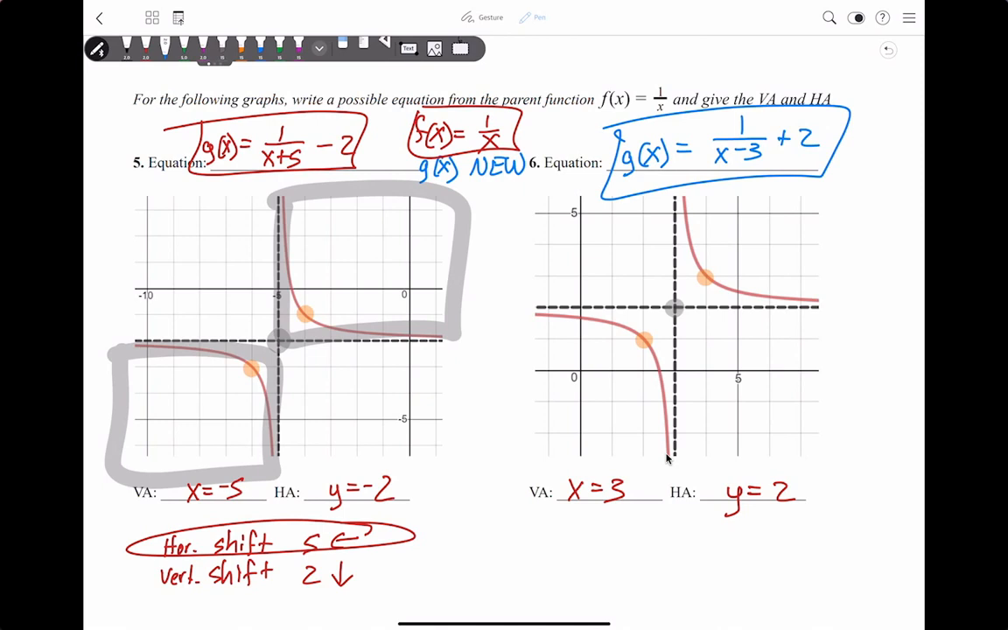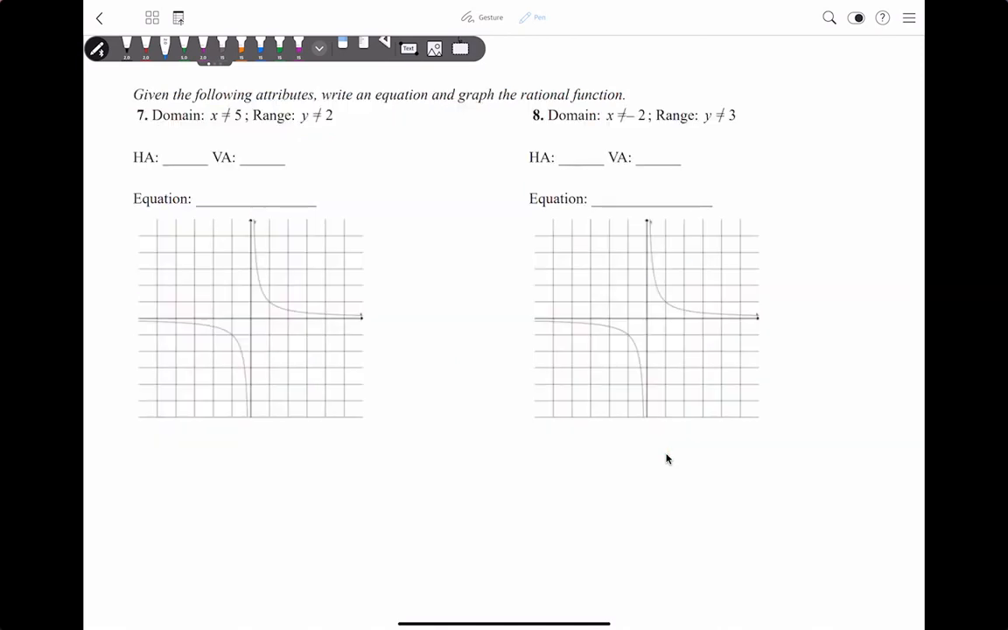And our last slide. Given the following attributes, write an equation that you can see. So we want the domain is not equal to 5. Okay, so the domain is not equal to 5 means that my vertical asymptote is x equals 5. Okay? So if x is equal to 5, I want you to imagine this graph that's right here already, that this is 0, 0. This is the origin. This is our default parent function. Okay? So what's in gray right now is going to be f of x is 1 over x.